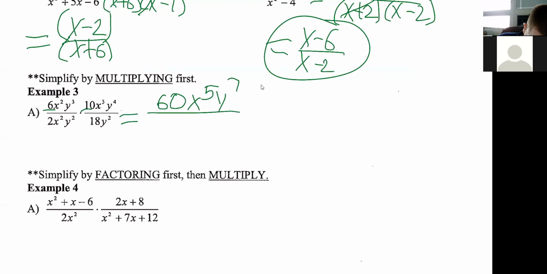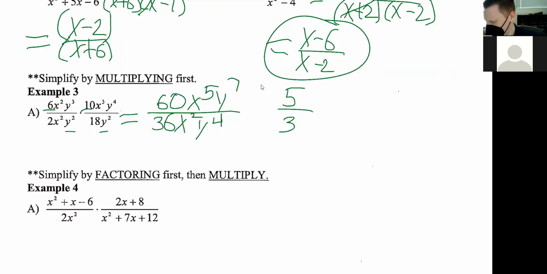Then on the bottom, same idea, multiply your constants. 2 times 18 is 36. You have just the 2x's, so nothing changes there. You have a y squared and a y squared, so that's y to the 4th. And then you can just start simplifying. 60 over 36, both of those have a common factor of 6. Actually it'd be even bigger than that. If you reduce 60 over 36, 12 actually goes into both of those. So that would be 5 over 3.